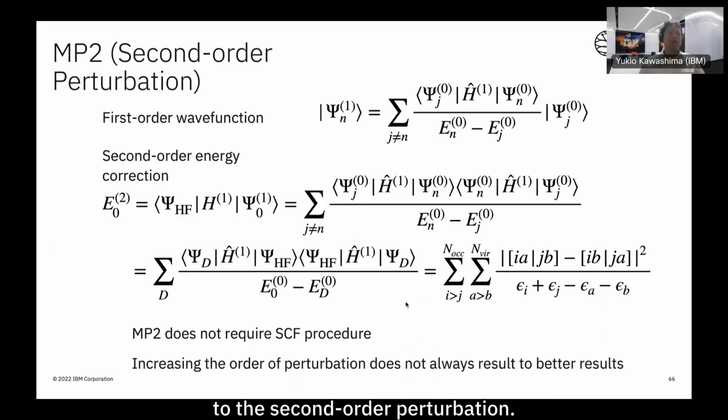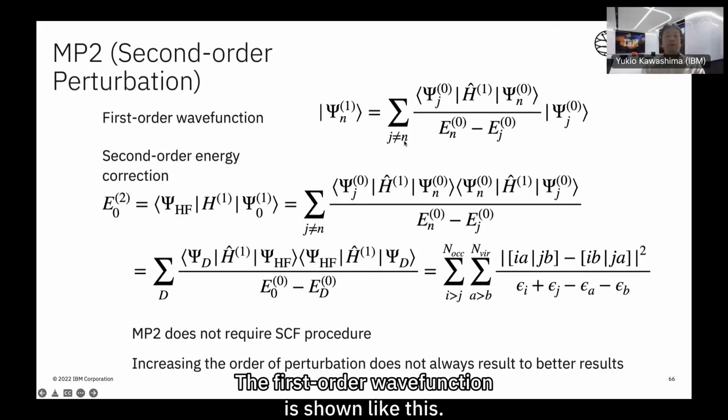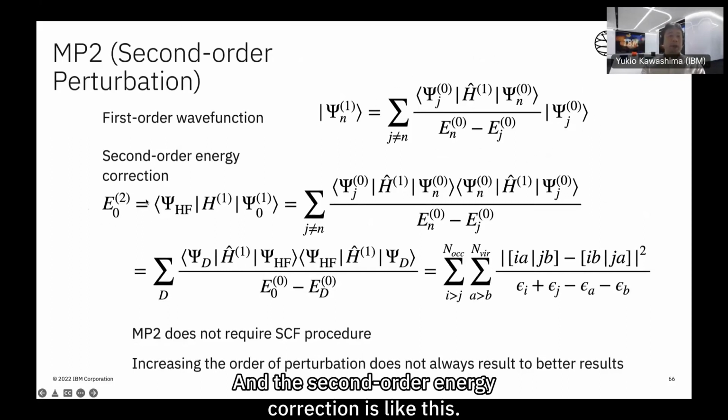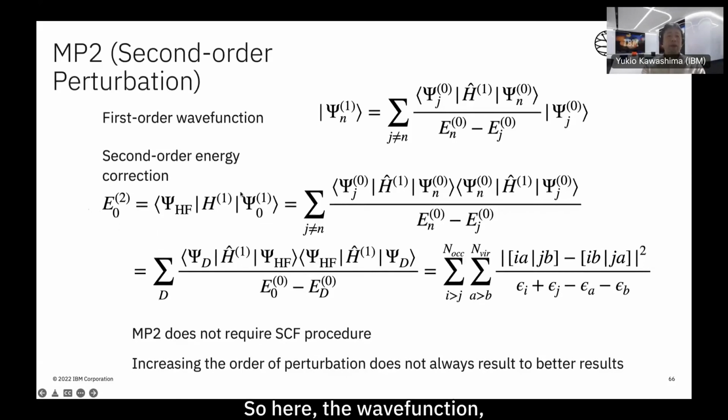Next, I'd like to move on to the second order perturbation. The first order wave function is shown like this. And the second order energy correction is like this. So here, we consider the first order wave function for the second order energy correction, and we use this H1, the fluctuation potential. So if we insert this into here, we get this form. So this is still the general form, but what actually is this?